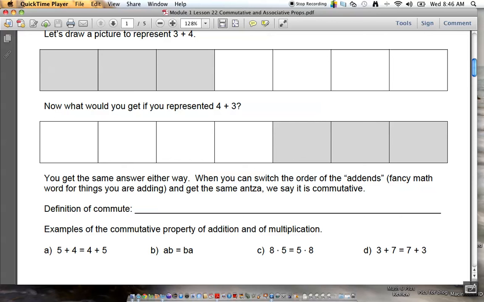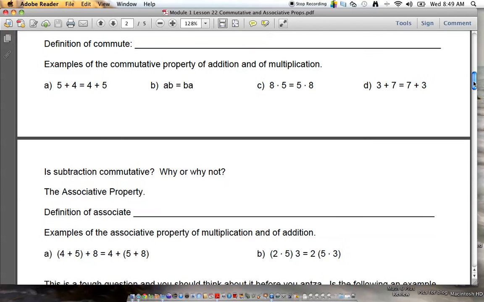So the definition of the word commute means to switch. So do you see how it doesn't matter if I switch 3 plus 4, 4 plus 3, it's the same thing? 3, 4, 4, 3, same thing. Whenever I switch like that, I am commuting. So on your paper it says here definition of commute. You want to write down the definition of commute is to switch. That's beautiful. Okay?